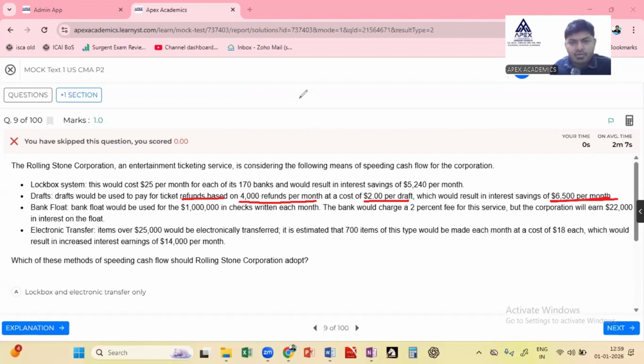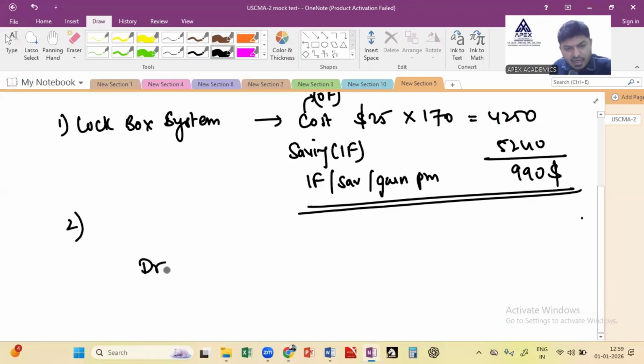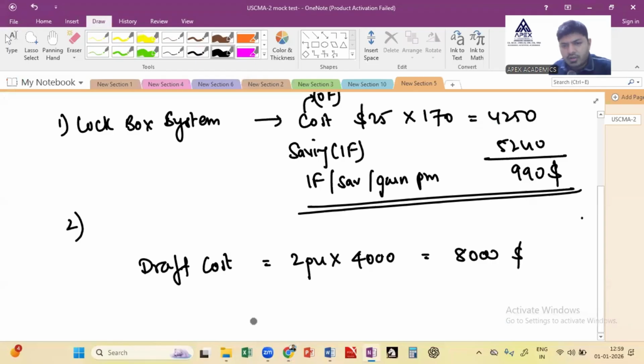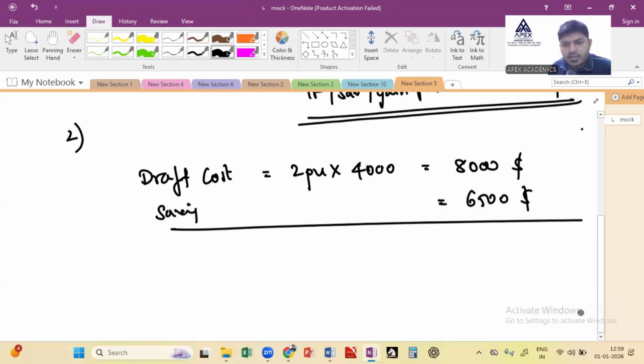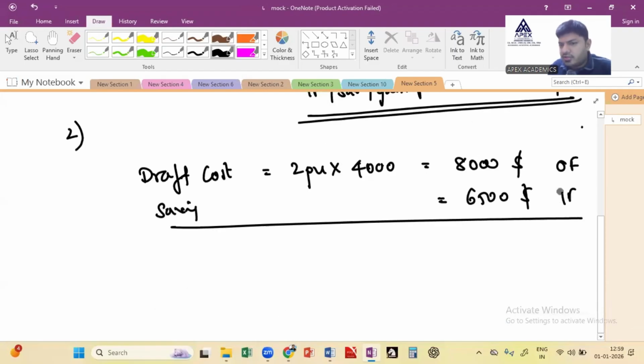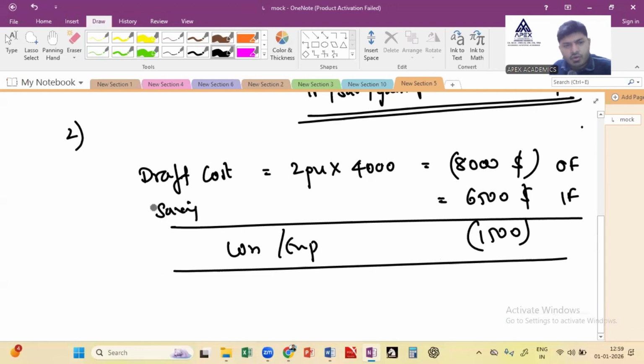Okay, so what will happen? You will make 4,000 refunds per month. You will be charged $2 per refund. So, what is your draft cost? Your draft cost is 2 per unit, for 4,000 units. So, it's $8,000. And what is your saving in interest over here? Your saving in interest is $6,500. Obviously, this is your outflow, this is your inflow. Your outflow is more. So, in this, you have a loss or an expense if you go for the draft option.